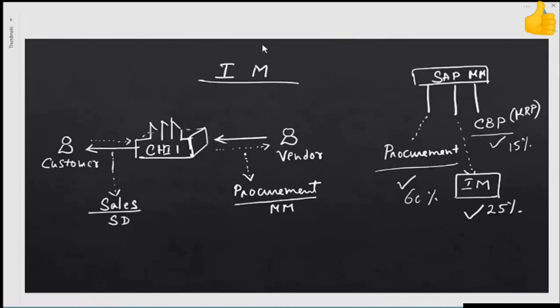So procurement is part of MM and sales is part of SD. Now where does inventory management fit in? Of course it's part of MM, but in this big picture, where does IM fit in? Any movement of goods within the company is called inventory management. Sometimes it need not even be movement. I would rather say management of goods within the company is called inventory management.